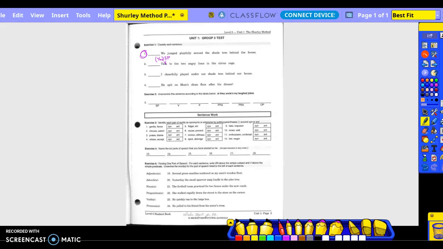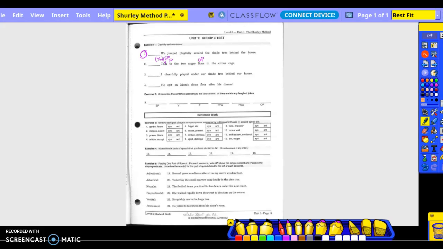Okay, so number 2, talk to the 2 angry lions in the circus cage. So, who needs to talk to the 2 angry lions in the circus cage? You. And it's the understood subject pronoun. What is being said about you? Talk, verb. Okay, 2, preposition. To what?